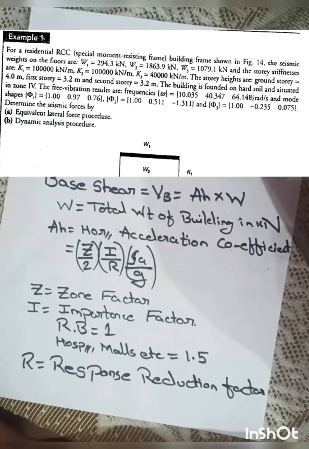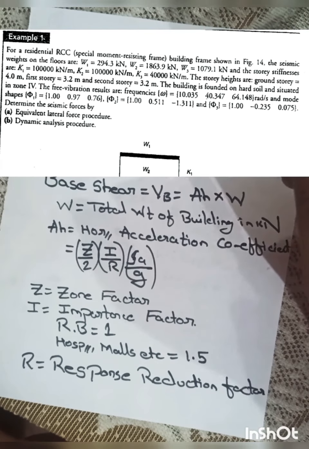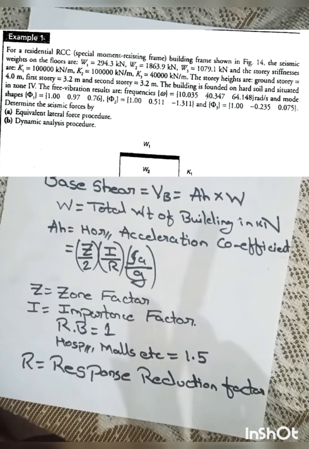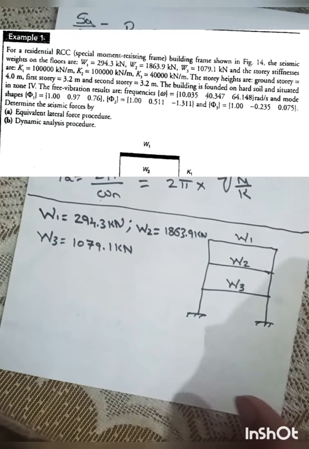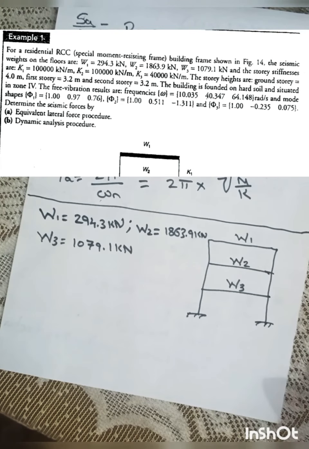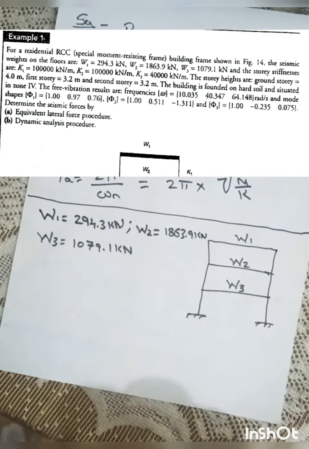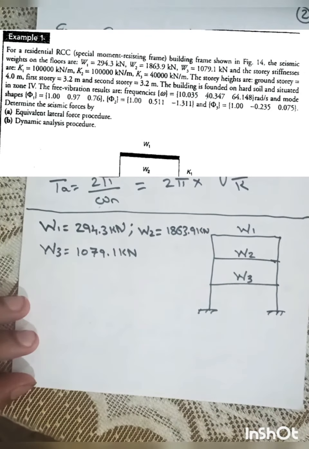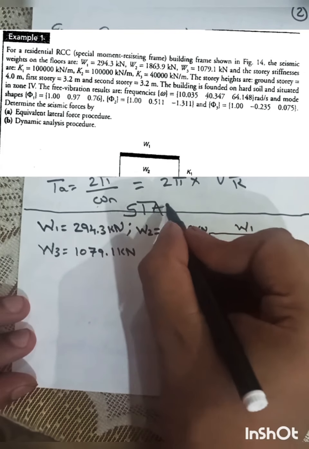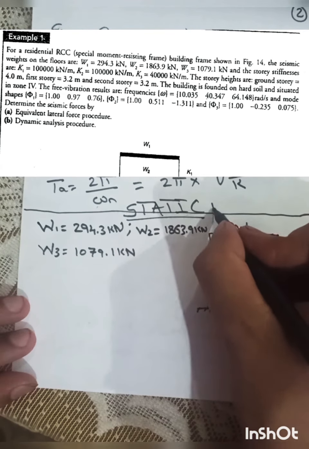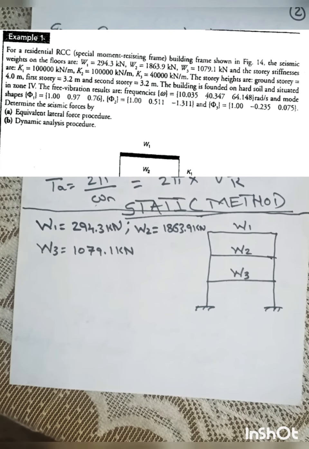In case of dynamic analysis, we need free vibration results like mode shapes, frequency, stiffness, and all. Those details are needed. And for static analysis, we don't require those things. So in the problem, the free vibration results which are given are for dynamic analysis and not for static analysis. So I will not write them down here. I will write here, this is the static method.